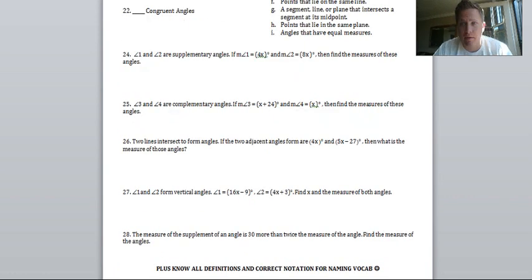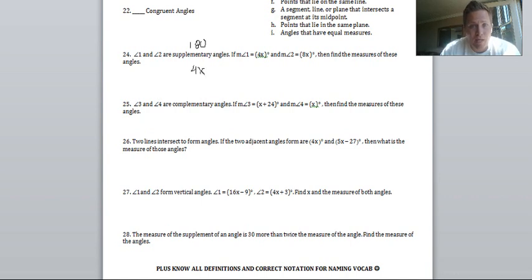Alright, we're getting close. It says angle 1 and 2 are supplementary angles. So again, you need to know what these words are. It means that these two angles add up to 180 degrees. So I know that when I take 4x and I add it with 8x, they need to make 180 degrees, which means I'm going to get 12x equals 180.